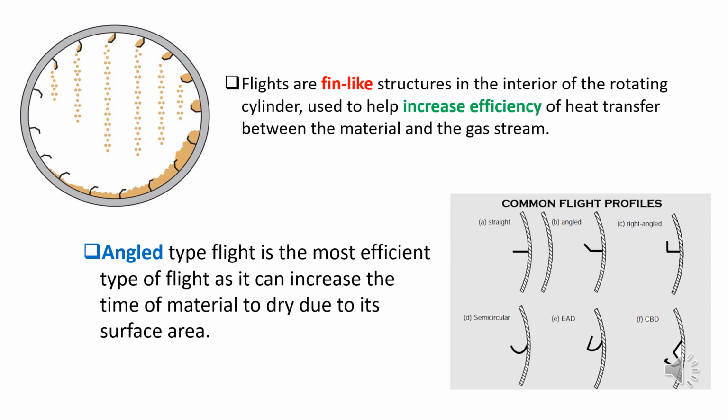Flight structures scoop up material from the bed and shower it through the gas stream as the drum rotates. Angled type flight is the most efficient type of flight as it can increase the time of material to dry due to its surface area.